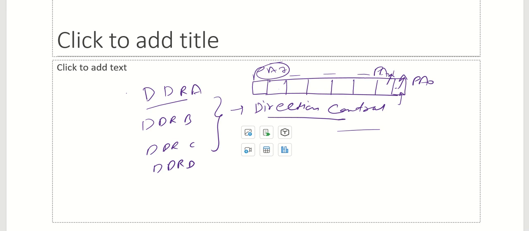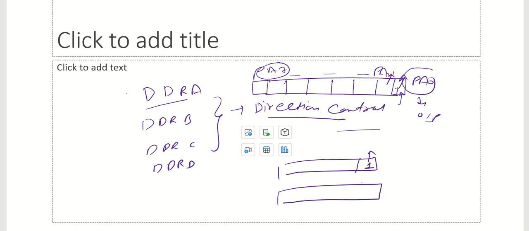So let's say, for example, we want to configure PA0 in output mode. So we have to write 1 here, in the first bit position. To configure a port pin in input mode, we have to write 0 to the corresponding bit in the DDRX register. So for configuration of PA0 in input mode, you have to write 0 here. Okay.